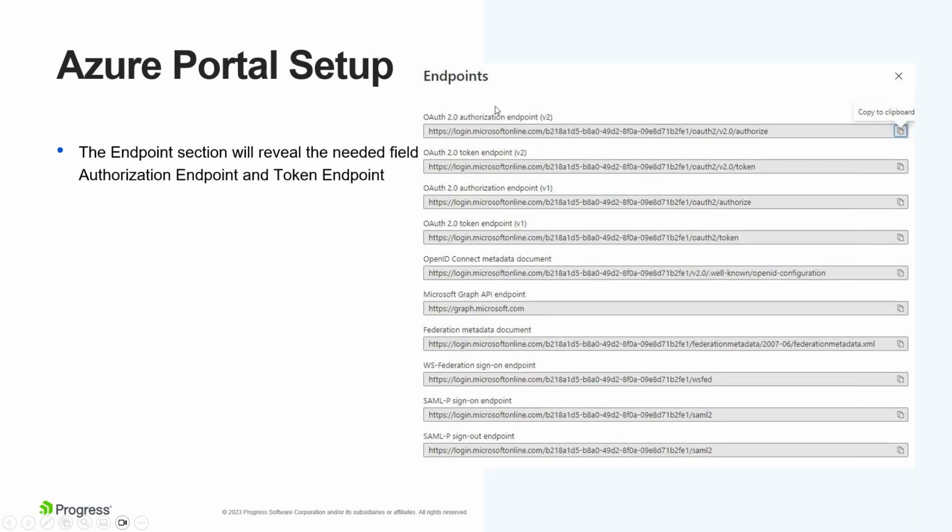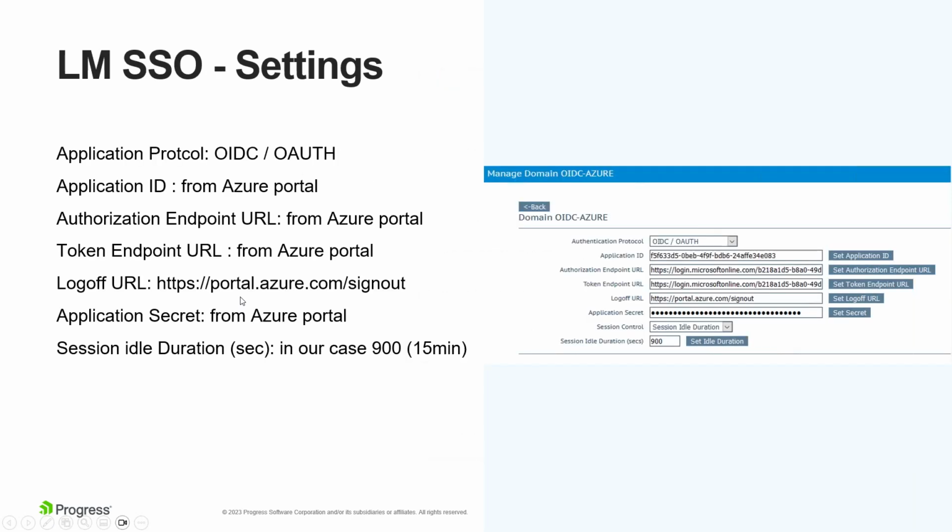When you go to endpoints, you get all the links and all the details you need to fill out on the load balancer as well. So you see the authorization endpoint, token endpoint. You can decide if you want to use version 2 or version 1, both work. And on the load balancer, you get asked for this information. So which application is it, with the ID, endpoint, token endpoint, and the logoff URL.